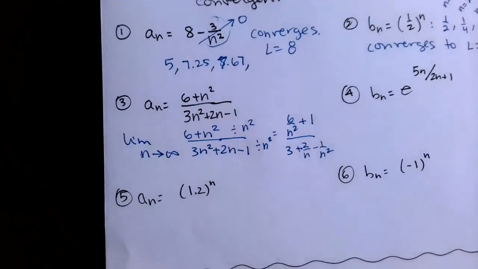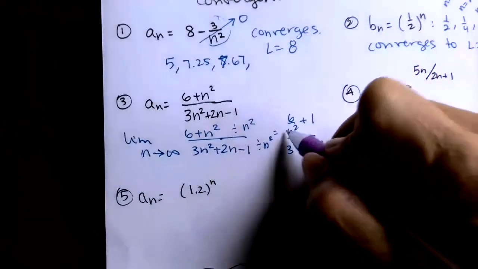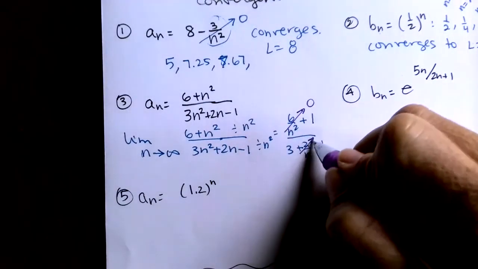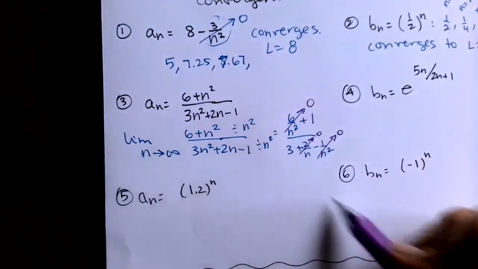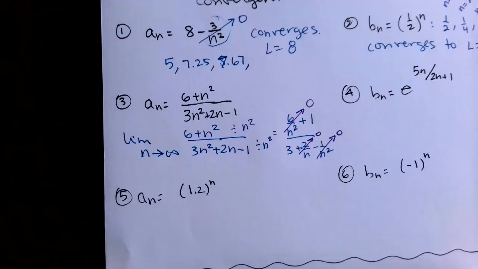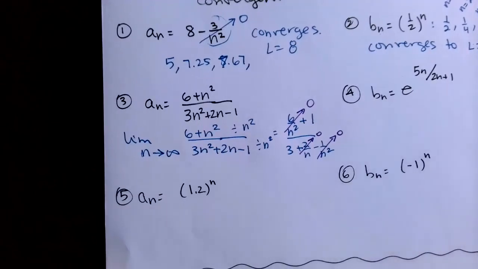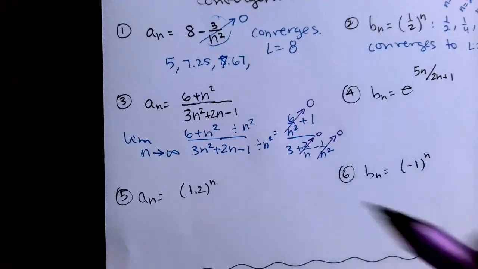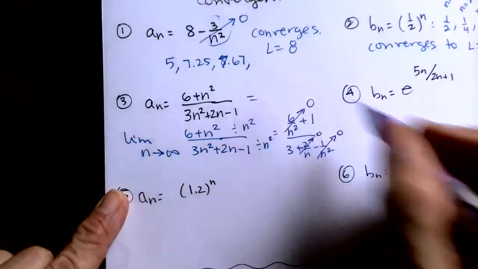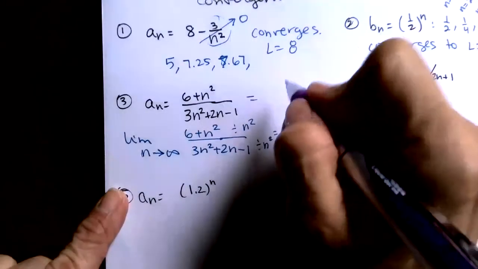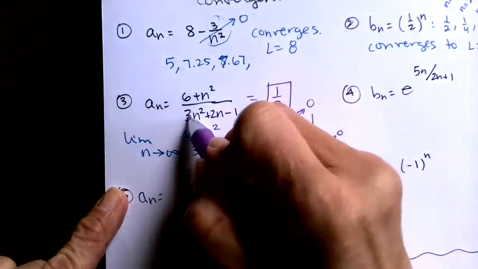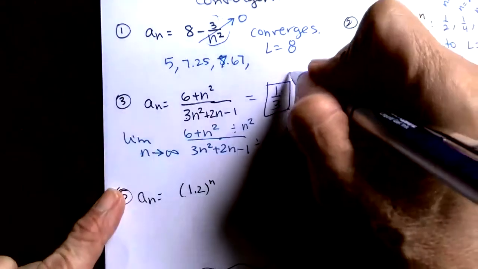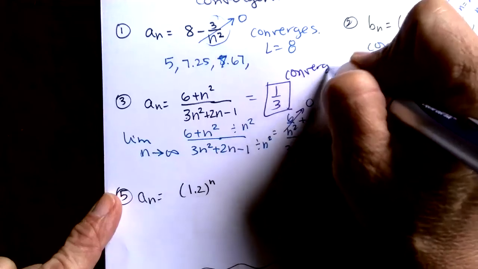So I can go ahead and just zero out anything that has an n in the denominator, because as n gets big, that term goes to 0. So we're going to have this limit then go to, what do I have left? I have 1/3, which is also 1 over 3. So this is also convergent. If it has a limit, it converges.